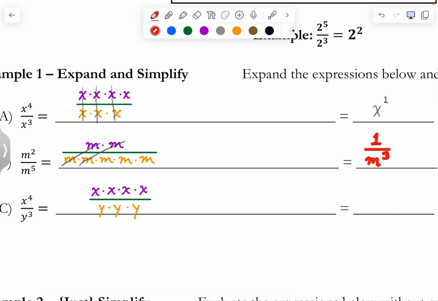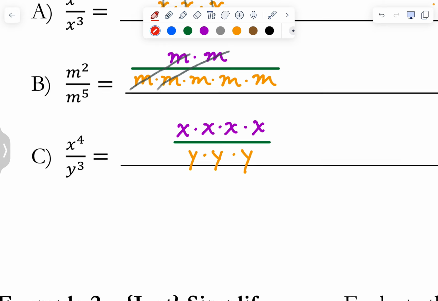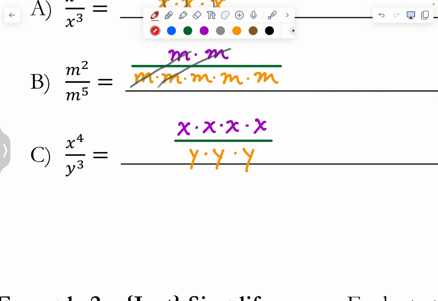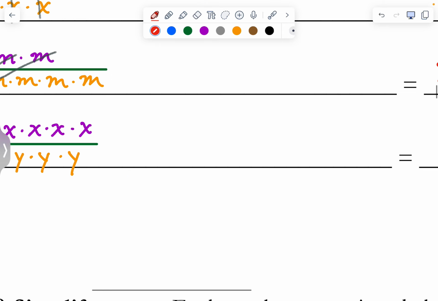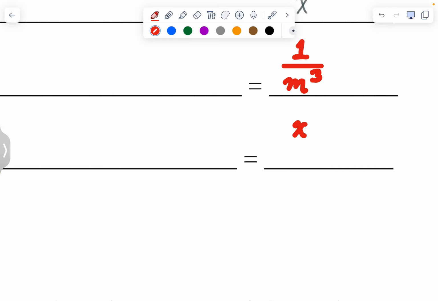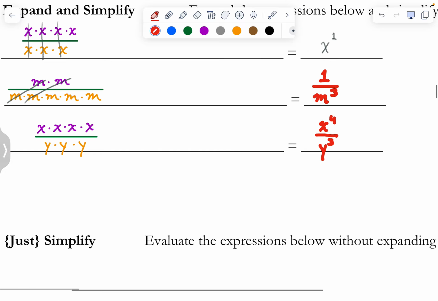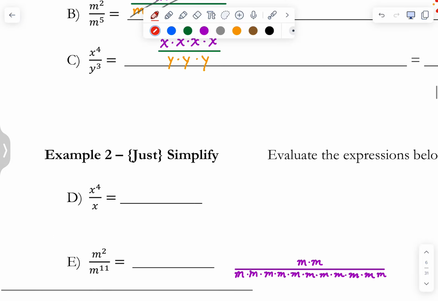All right. This one's a little tricky because if you use the quotient rule, you're going to get m to the negative 3, but we want our exponents to be positive. Okay, and we'll talk about negative exponents. And then this last one, nothing cancels out. And okay, that's fine. Nothing cancels out. We just have to put that back together, and it's just going to stay x to the 4th, y to the 3rd.